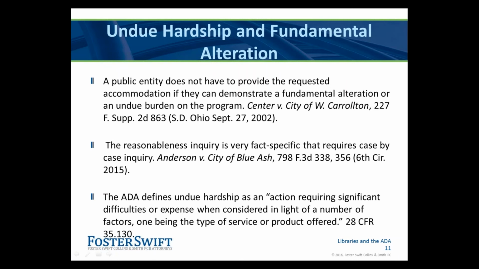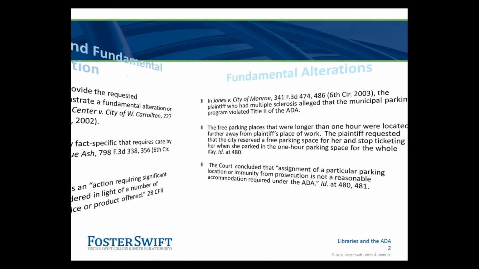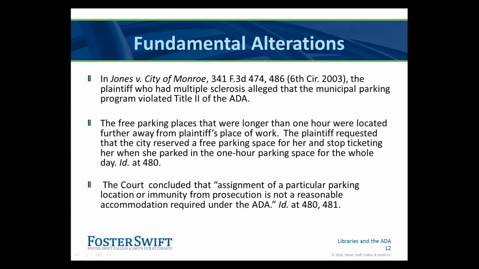And the ADA defines an undue hardship as an action requiring significant difficulty or expense when considered in light of a number of factors, one being the type of service or product offered. So what does this mean to a public library? If you want to assist those that have hearing impairments, you have several options. For example, you could take notes and show the notes to the person who is hearing impaired. You could provide worksheets or advance copies of materials for the program. You could provide different aids to people with different disabilities. We have to make sure that there would be no fundamental alteration of the program.